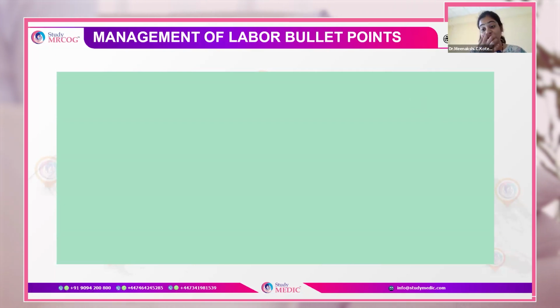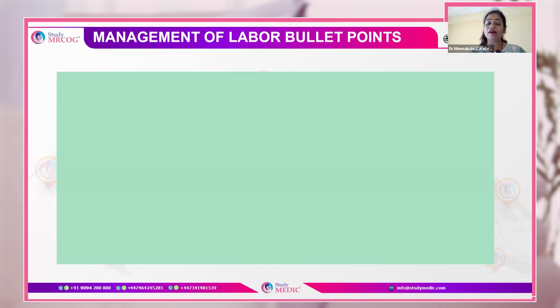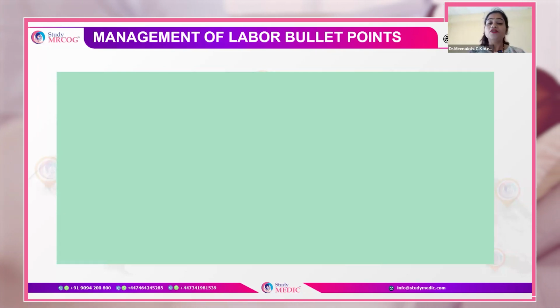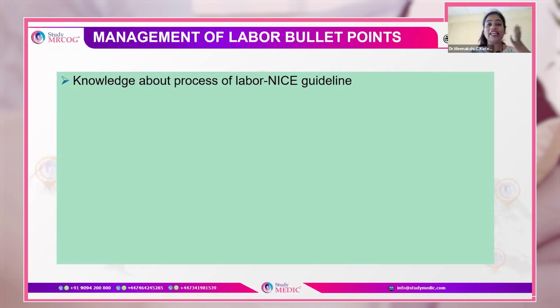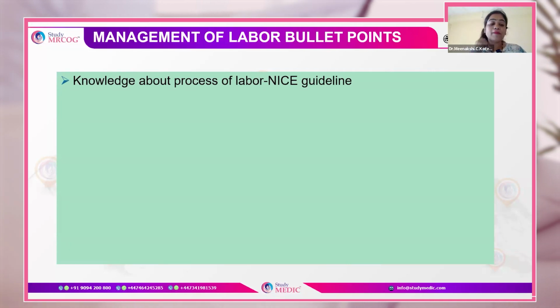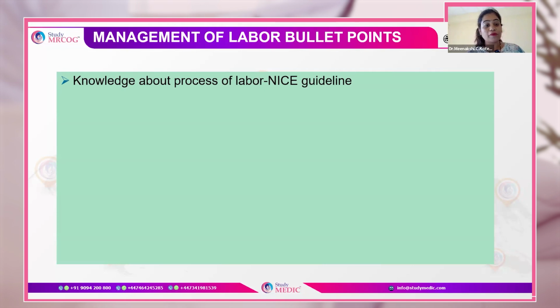And before we go into the cases, it is important that firstly we have a bit of a brush up regarding what exactly is management of labor. So there's going to be an overlap between labor as well as delivery. They go hand in hand. And it's very important that you understand the process of labor.